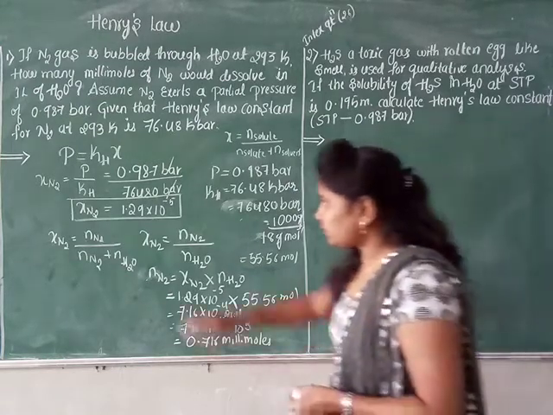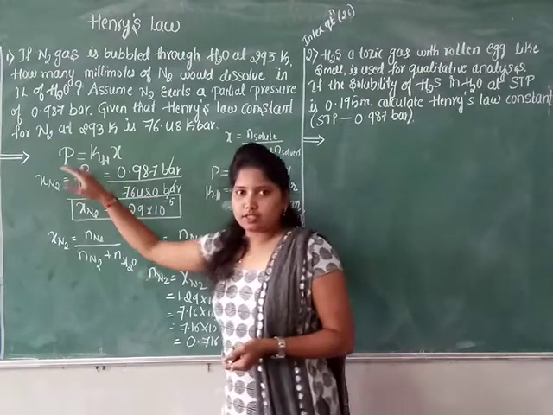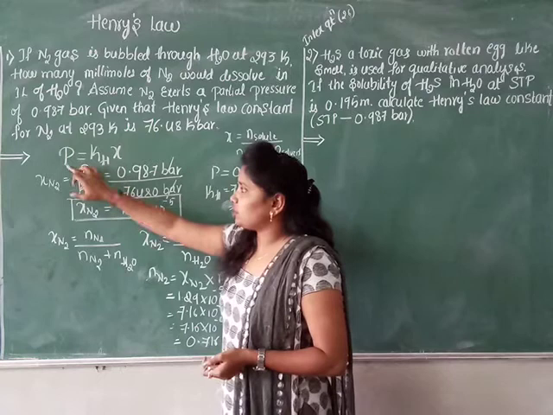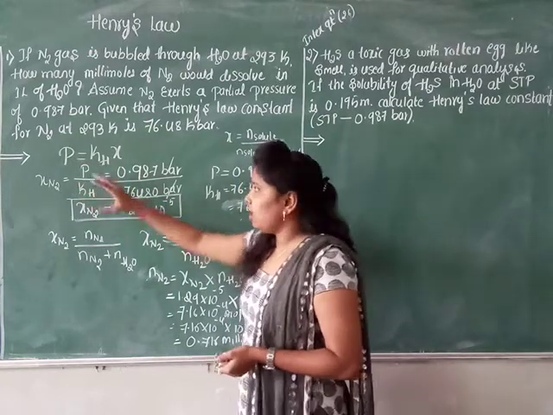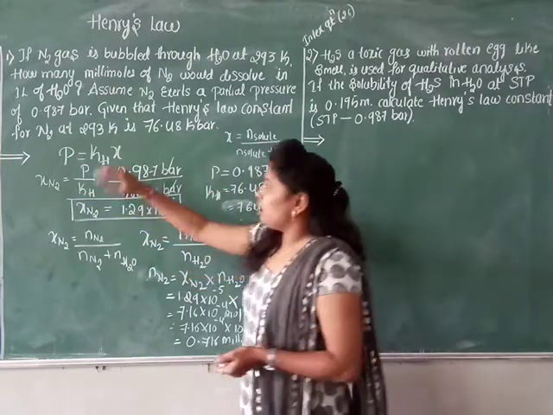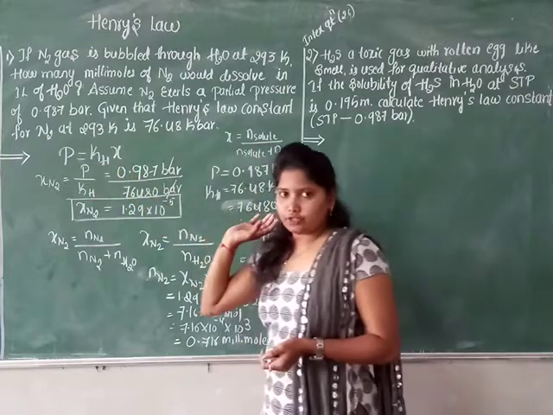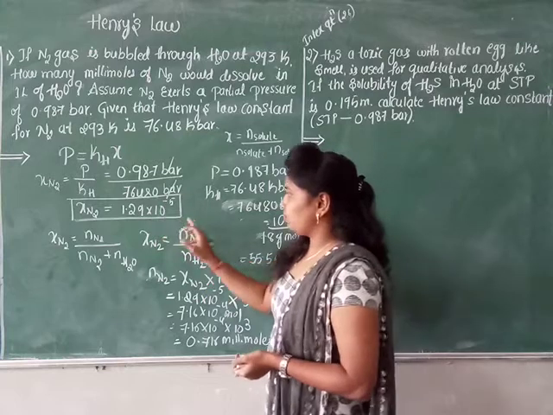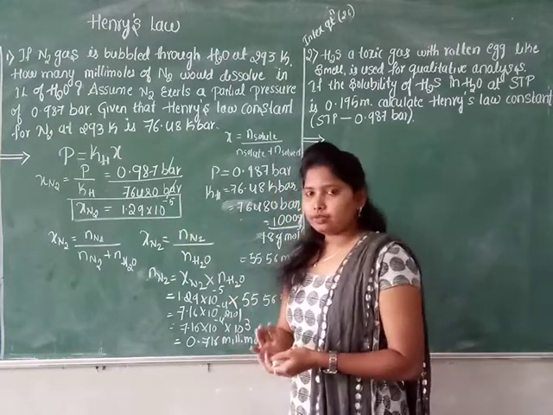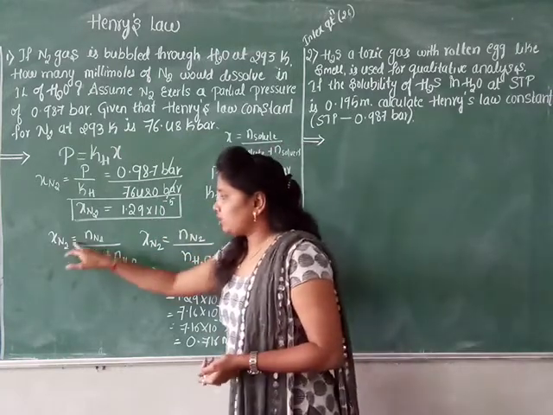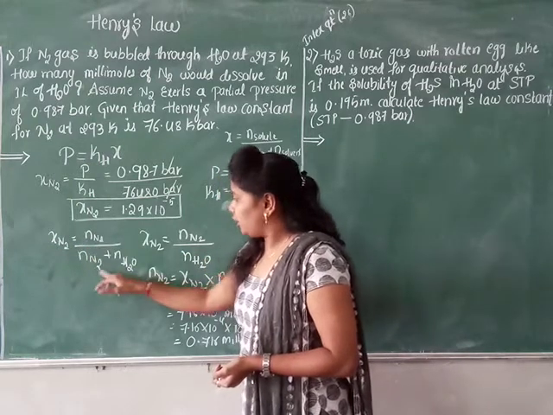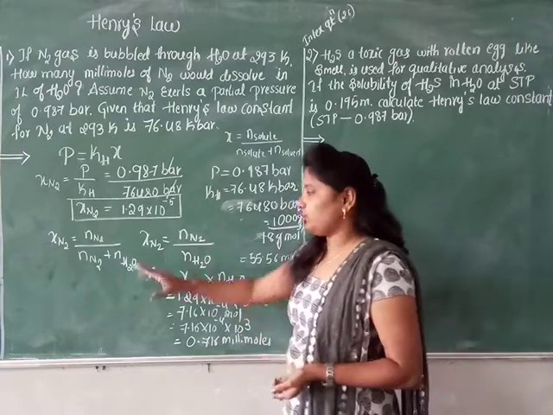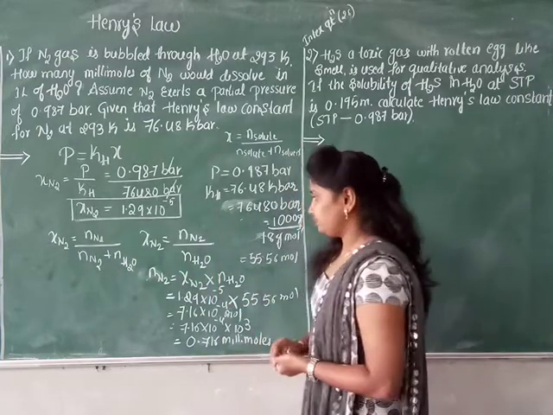See, we know the Henry's law constant equation, that is P is equal to kH into x. What have they given? They have given the partial pressure and the kH value, and using these two values, I have calculated the mole fraction of nitrogen gas, that is xN2. xN2 will be 1.29 into 10 to the minus 5, and we know the mole fraction formula xN2 is equal to nN2 divided by nN2 plus nH2O, that is number of moles of solute divided by number of moles of solute plus number of moles of solvent.